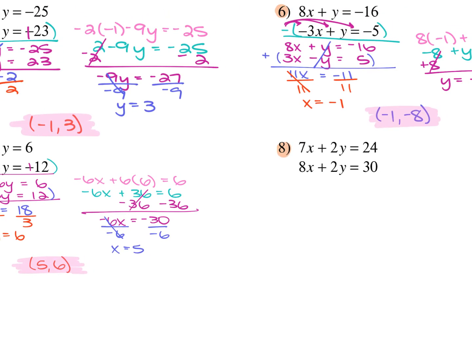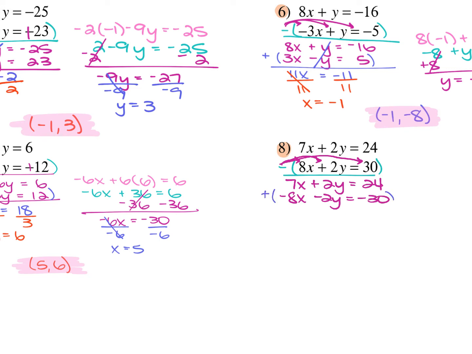For number 8, you have 7x plus 2y is equal to 24, and 8x plus 2y is equal to 30. For this one, we're going to have to subtract it as well because your y's have both a positive 2 in front of them. So if we subtract the bottom from the top, we're going to have 7x plus 2y is equal to 24. We distribute the negative in, so that's a negative times 8x is -8x. The negative times 2y is -2y.